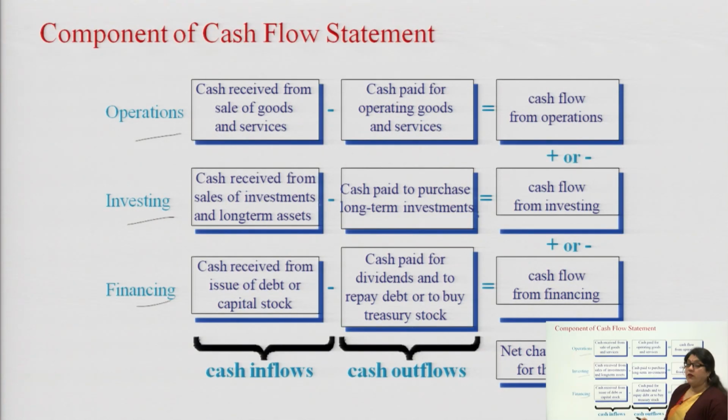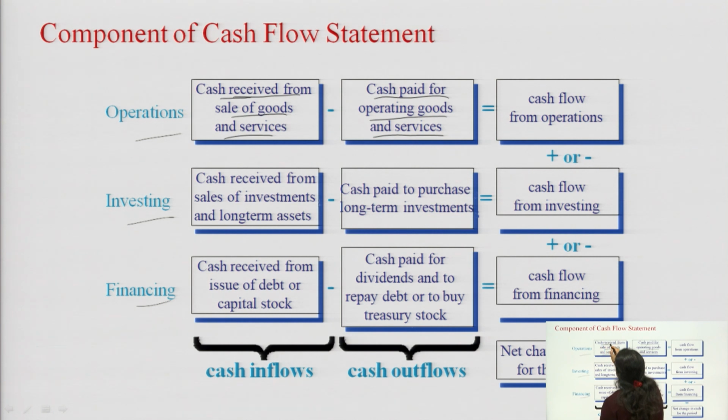moving to the components of the cash flow statement, to make it easier: for the operating activity, cash received from the sale of goods and services minus cash paid for operating goods and services. Once we do the questions, you need to summarize these 3 rules. Remember these 3 rules. Cash received from the goods and services minus whatever you have paid, and it will come out as cash flow from operations.